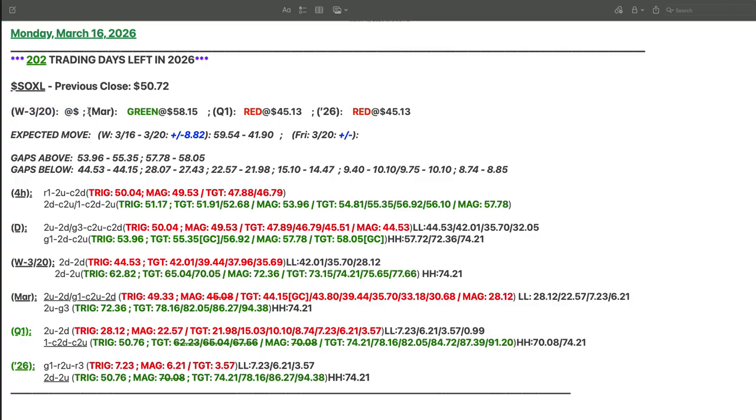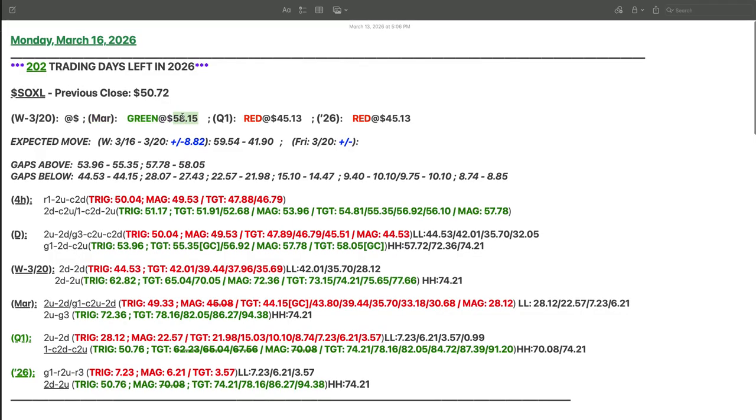At the same time, though, we know that the month is red and it doesn't go green until we get back above 58.15. The quarter and the year are green already, but if we do get down to that 45.13 level, then they flip red and we've got full time frame continuity to the downside. So again, next week it'll be quite pivotal for the time frame continuity, right? We know that the market maker's expected move for the week is plus or minus $8.82, giving us an expected range of 59.54 to 41.90.